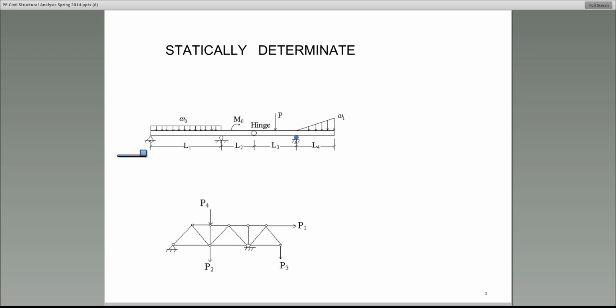How can we tell whether a structure is determinate? Okay, Amanda is saying number of unknowns versus number of equations. That's correct. And Tyler also says the same thing, number of variables versus number of equations. Okay, very good. Let's talk about that. So the question is, how would you be able to tell whether a given structure is determinate or indeterminate? Well, this is what you need to do.